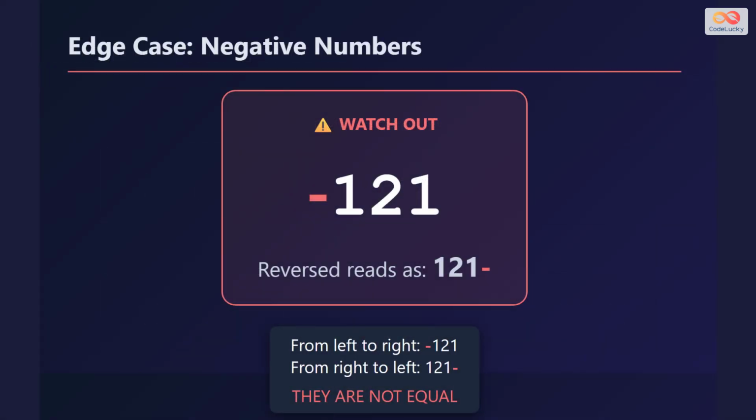Before we jump into the code, there is one important edge case to handle: negative numbers. A negative number, like negative 121, can never be a palindrome. This is because the negative sign is at the front, but when you reverse the number, the symbol would technically move to the end, making them unequal.